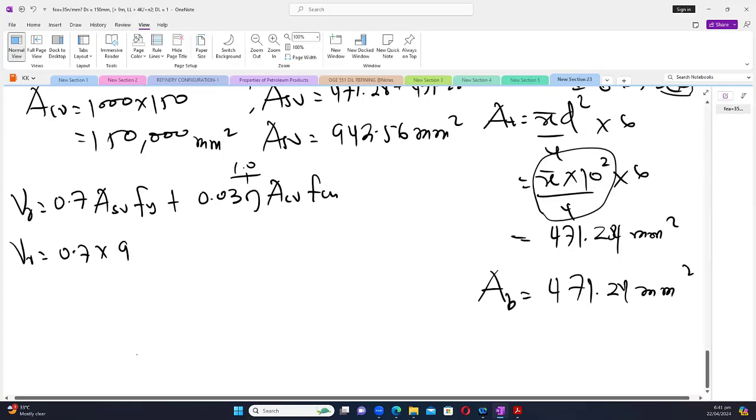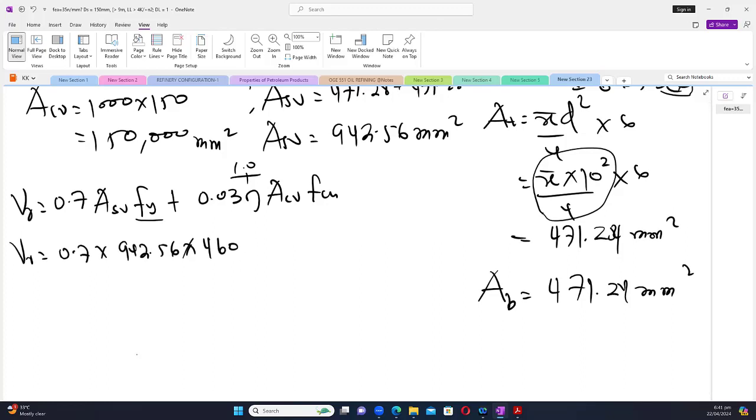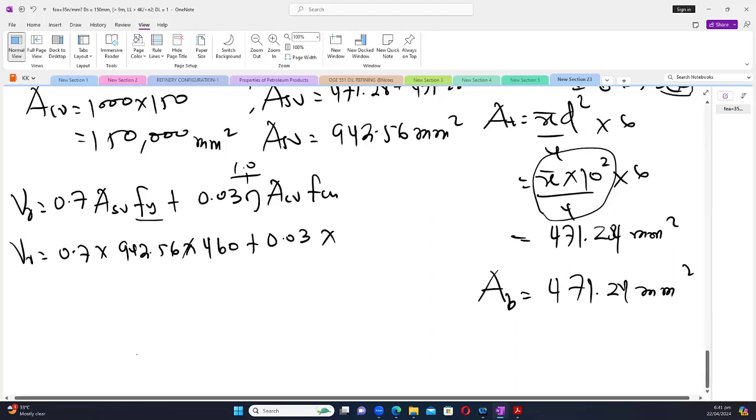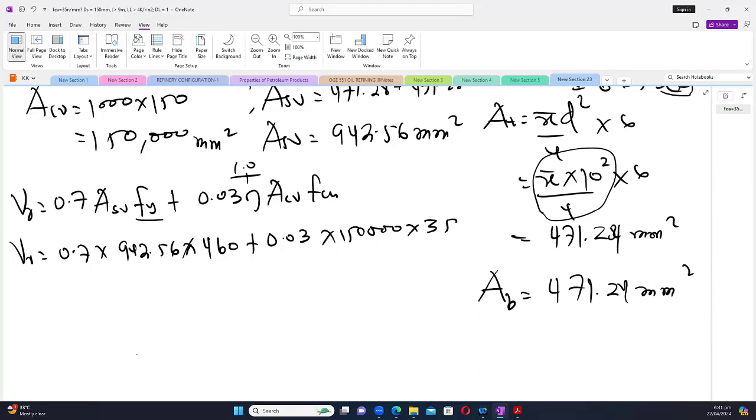ASV was 942.5. FY is for high yield bar, so let's make it 460, plus 0.03 times ACV, we got 150,000. And FCU was 35, right? But the force we'll get is in newtons, because this is in newtons per millimeter. So everything is in newtons.